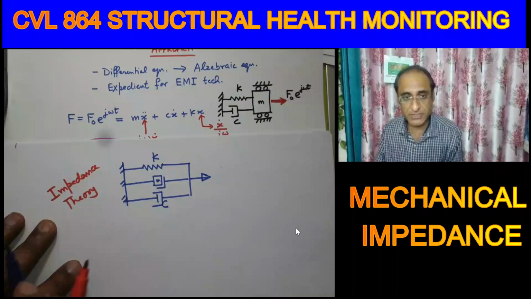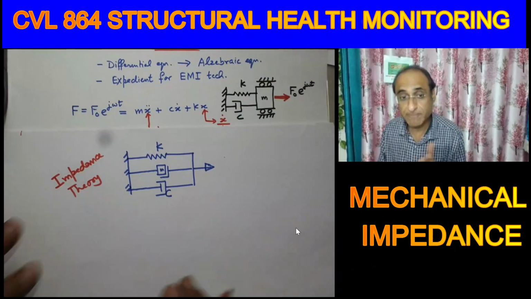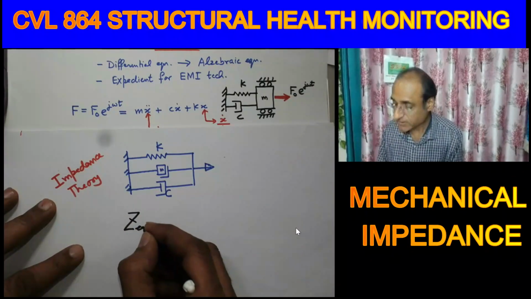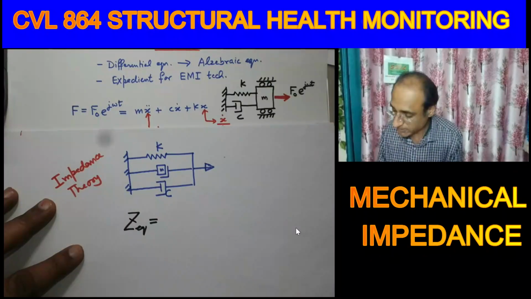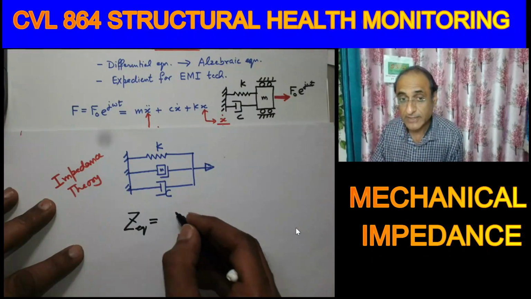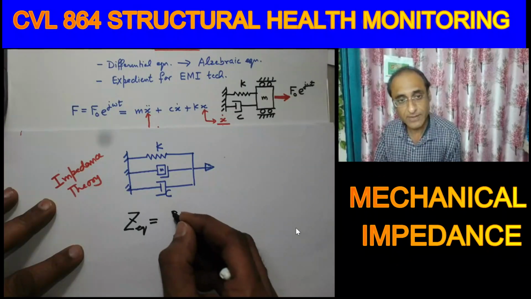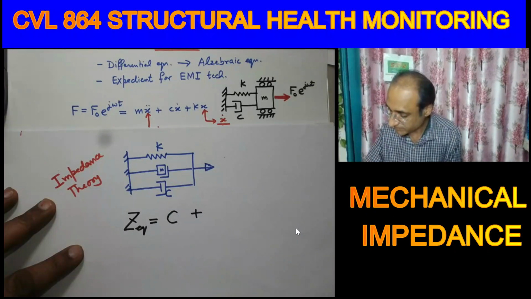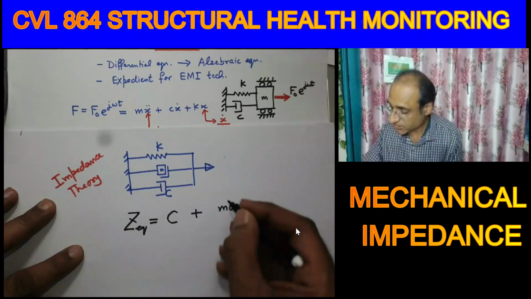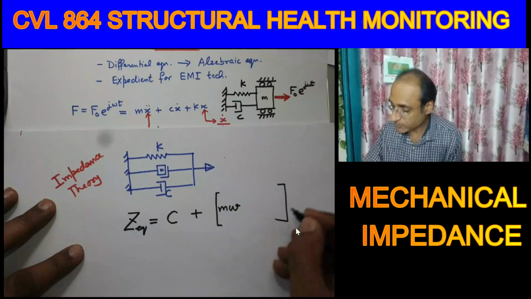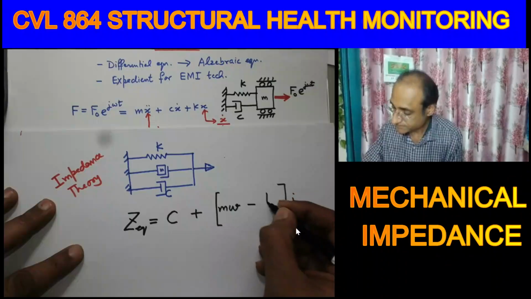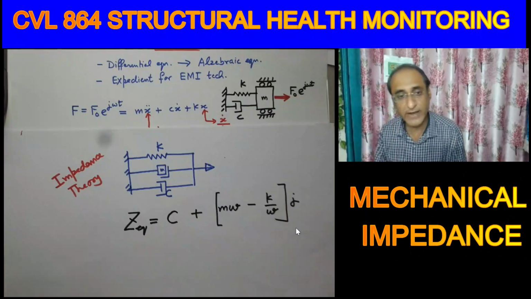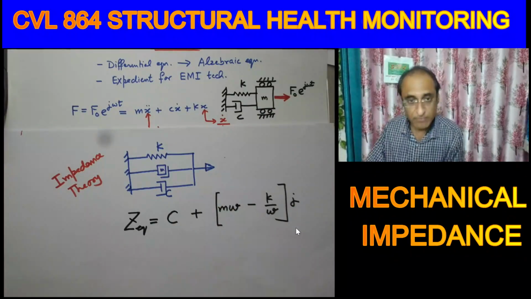So by our definition, what will be the mechanical impedance? Because these are in parallel, they must be additive. So Z equivalent, or Z resultant, will be the mechanical impedance of the mass, the damper and the spring. What is the mechanical impedance of the damper? We have just now derived it: C. What is the mechanical impedance of the mass? That is M omega with J. And what is that for the spring? K by omega. So very quickly, just by using the concept of mechanical impedance, we can find the equivalent impedance of this particular combination.